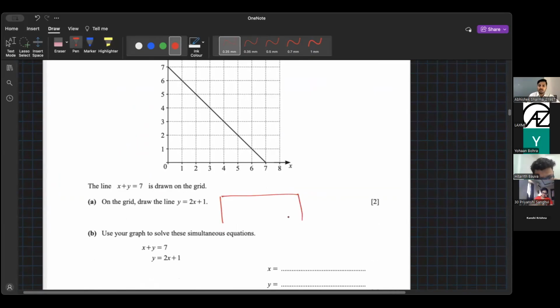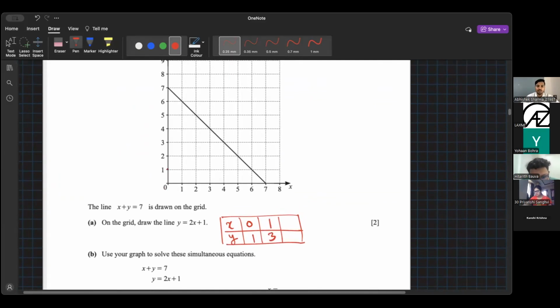So we know that whenever we have to sketch a line, first we find the table values x and y. So when x is 0, can we say y is 1? When x is 1, y will be 3. So let's plot it. 0 and 1 is here. 1 and 3 will be here.